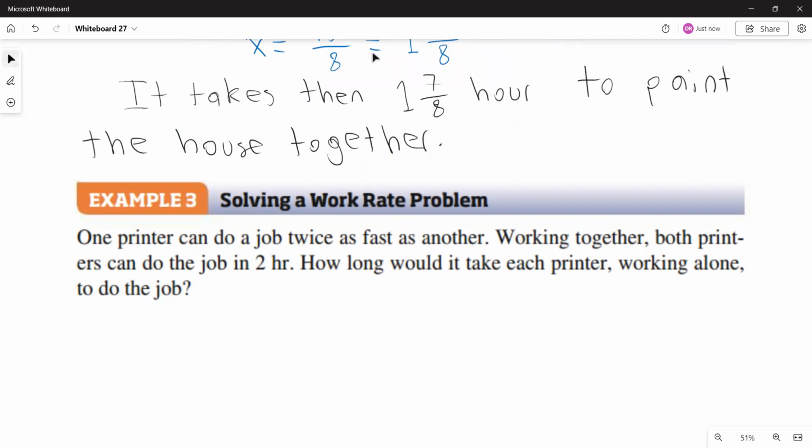One printer can do a job twice as fast as another. Working together, both printers can do the job in 2 hours. How long would it take each printer working alone to do the job? In the last example I did, we knew how long it took each individual to do the job, and we wanted to know how long it would take them to do it together. In this one, we know how long it takes both printers to do the job, and we want to know how long it takes each one to do the job alone.